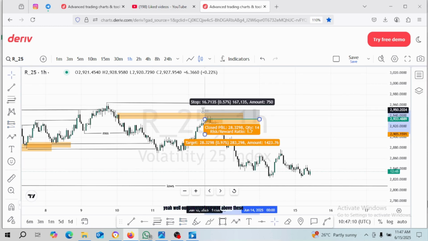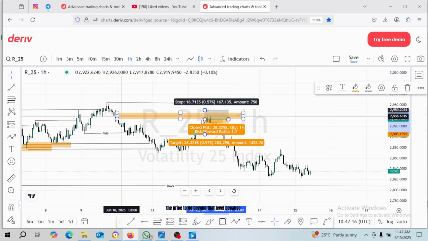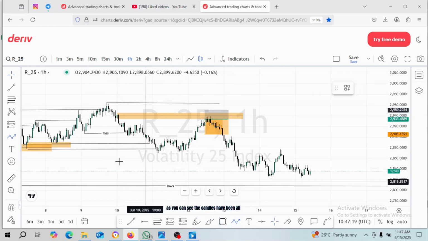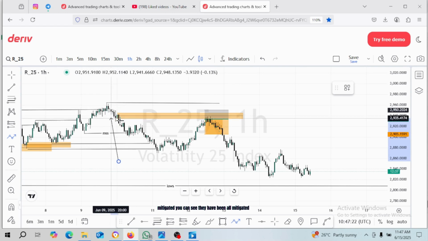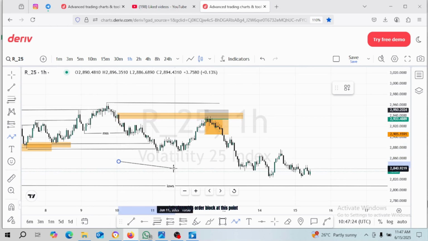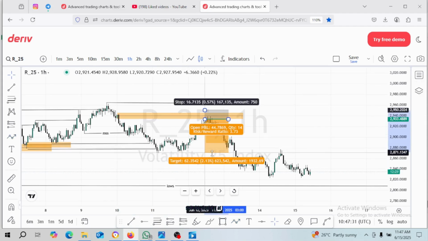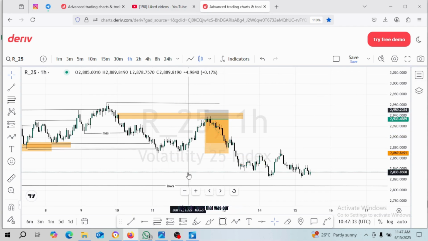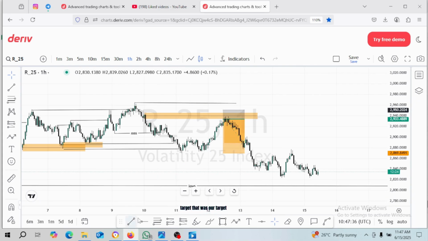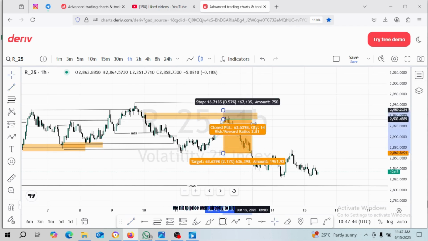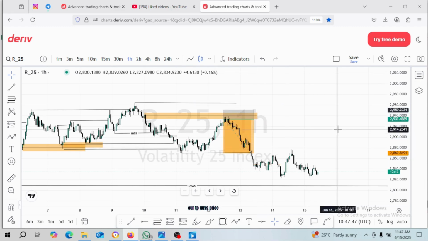Our stop loss was above these highs because there is no need for the price to go beyond that level, because as you can see, the candles have all been mitigated, leaving alone this order block at this point, and we were only targeting this sell side liquidity, guys. That was our target. And you can see we hit TP. Price went directly down to hit our TP.